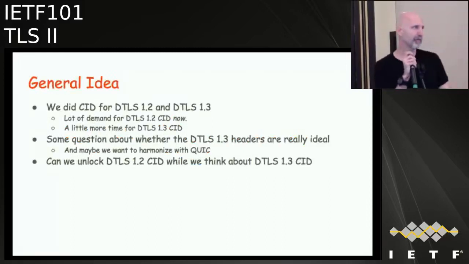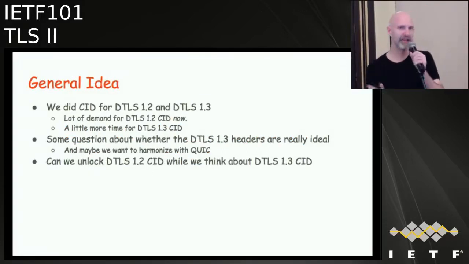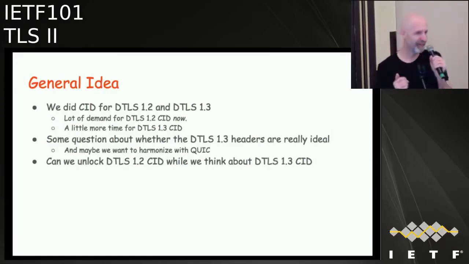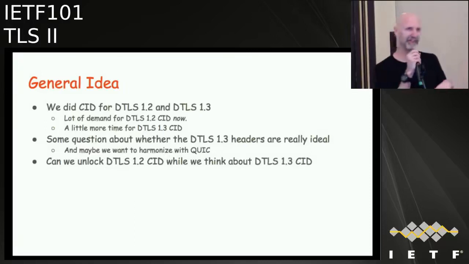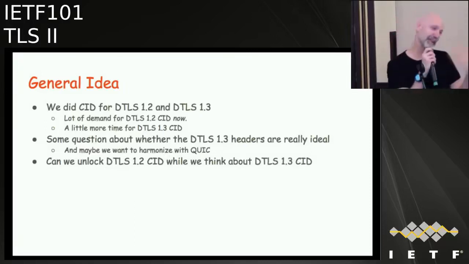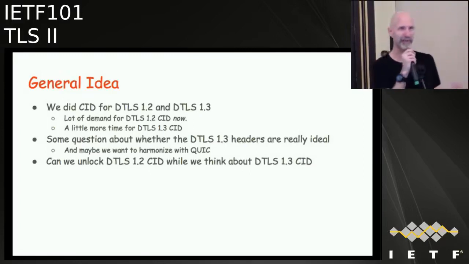When we first did DTLS 1.3, we thought about putting a connection ID in, and then people were sad about that. So we took the connection ID draft out, and then people were like, why don't we do a connection ID draft that does DTLS 1.2 and DTLS 1.3? And I was like, sure. Not that I really cared, but sure. It turns out that there's actually a lot of demand for DTLS 1.2 connection ID today, because a lot of people have DTLS 1.2 now, and they're going to have DTLS 1.3 later, but they can wait a little longer for that, but it's annoying them now that it kind of sucks with 1.2.